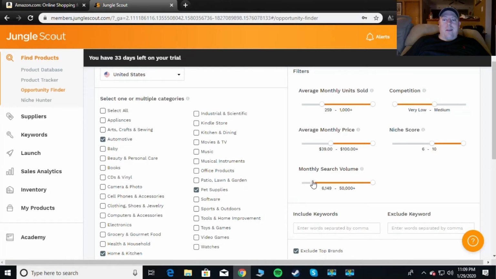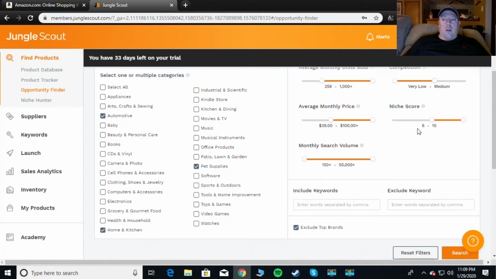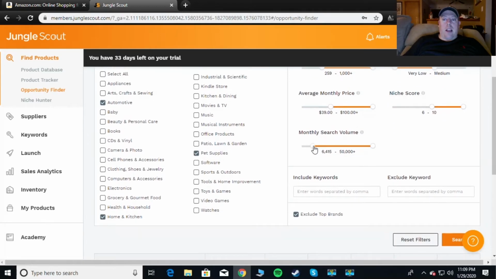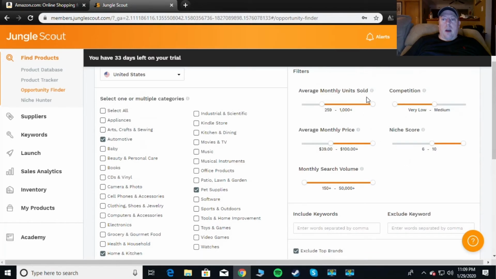Search volume, it's hard. I would probably leave it alone and just look through these niches, but you can go up. The higher you go, obviously, the less you're going to get back. So let's just see what this actually finds, okay? But here's how we're using it. Obviously, average monthly units sold: you want 250 or higher. You don't want something that's completely dead, right?